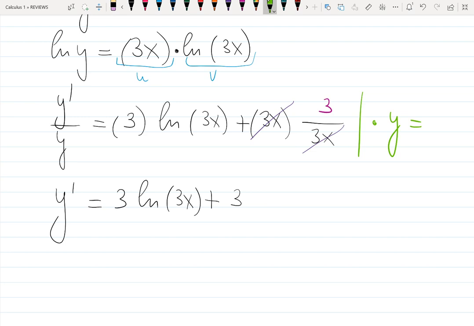And y is actually given as 3x raised to the 3x. So I'm going to put brackets. And then it's going to be 3x raised to the 3x. And that's the answer.